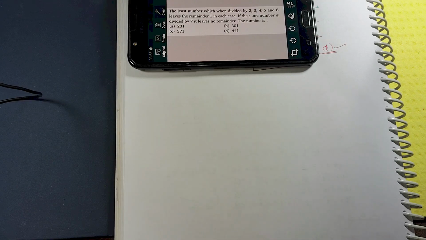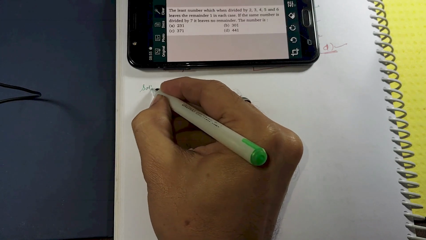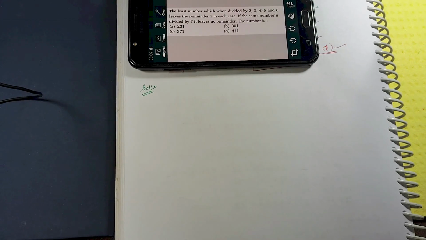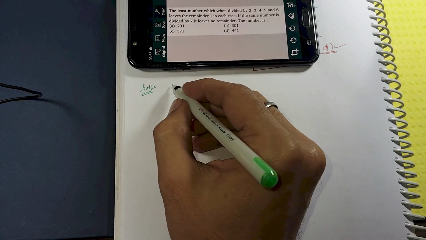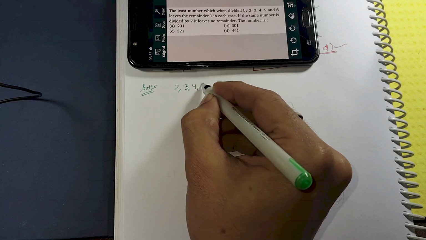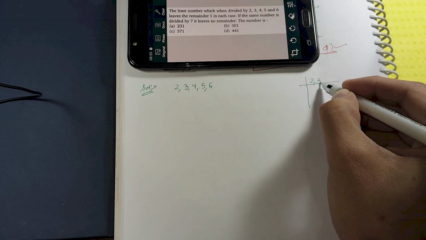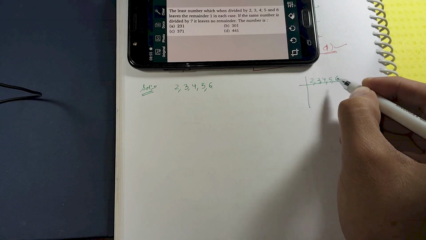The least number which when divided by 2, 3, 4, 5 and 6 leaves the remainder 1 in each case. If the same number is divided by 7, it leaves no remainder. The number is... So first of all we need to find the LCM of 2, 3, 4, 5 and 6.